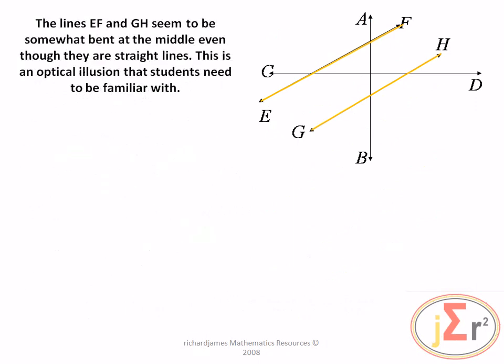The lines EF and GH seem to be somewhat bent at the middle. Notice right here, it seems as if they kind of bulge a little bit. Probably it's not so obvious, but it surely appears like that to me. So they appear to be somewhat bent at the middle, even though they are straight lines. This is an optical illusion that students need to be familiar with.